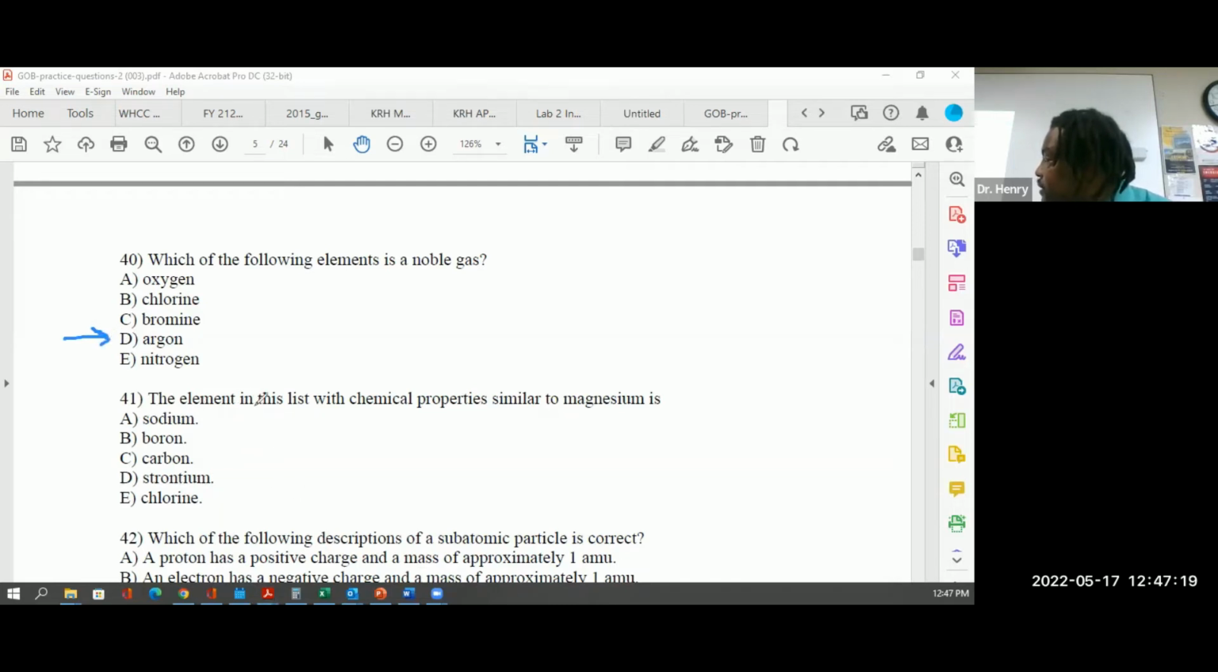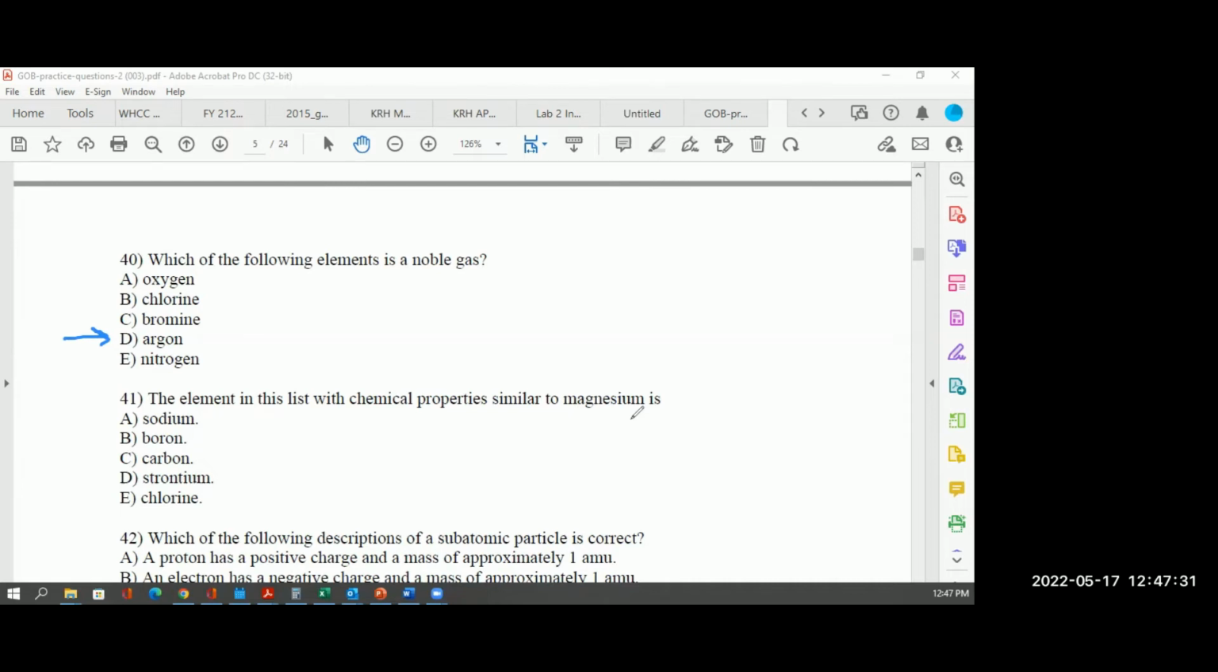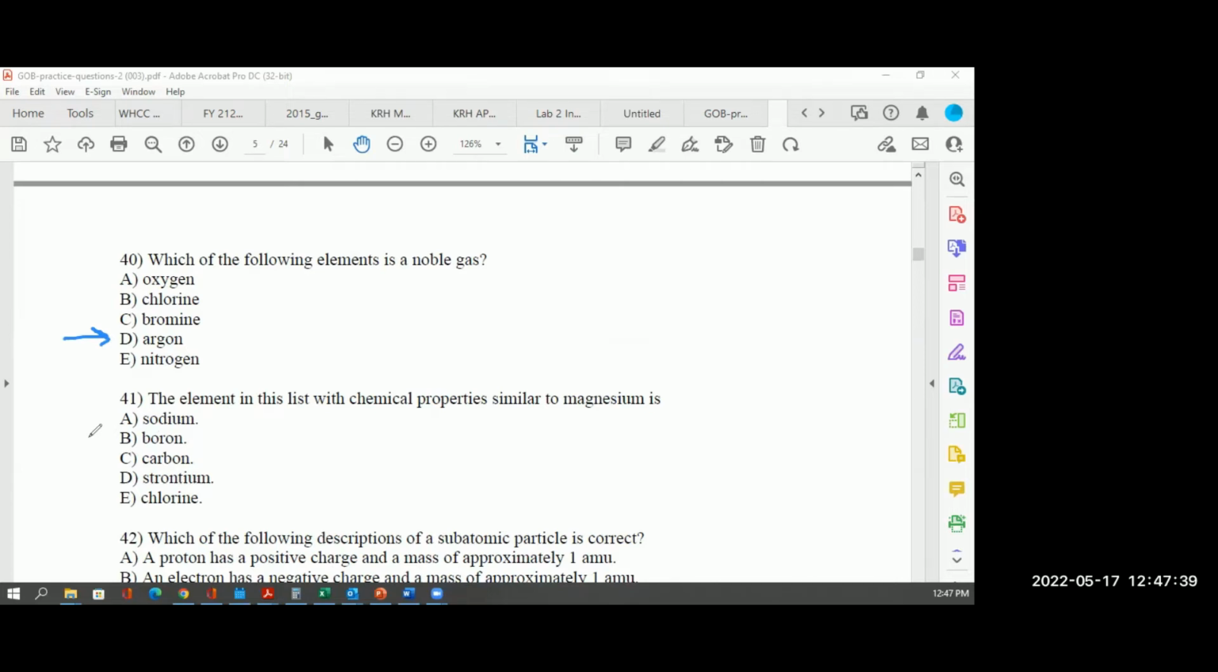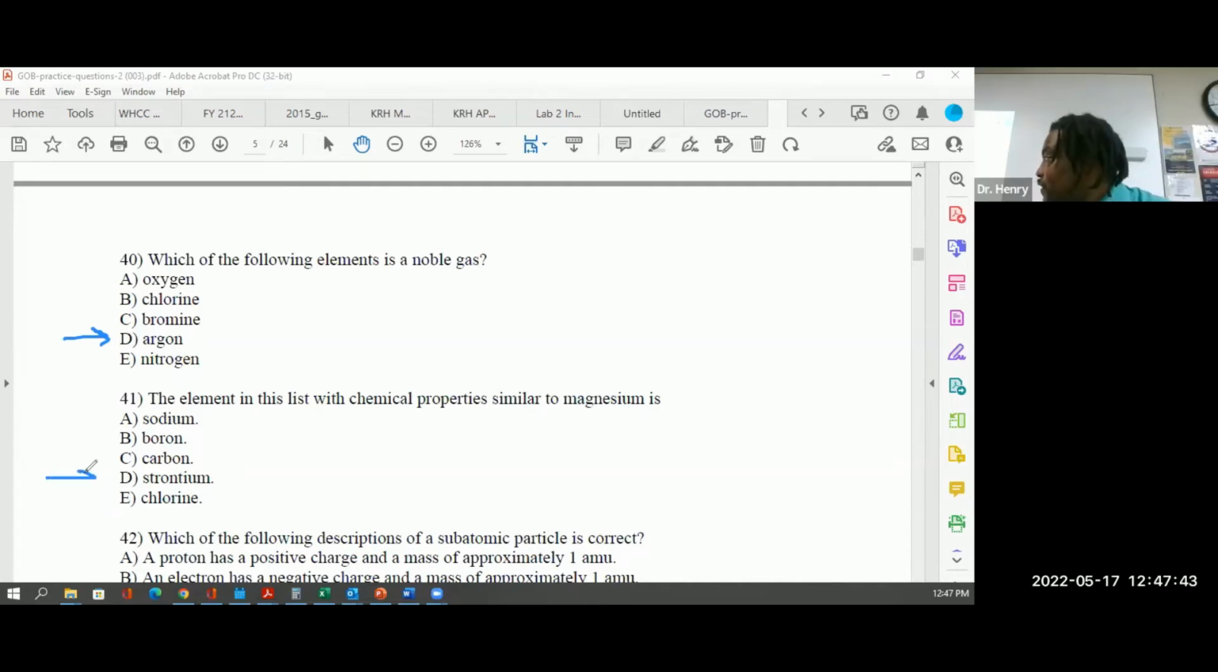So the element in this list with chemical properties similar to magnesium. Would it be A? Nope. D. D as in donkey. Strontium. They both are going to end up being alkaline earth metals. They're in group 2.